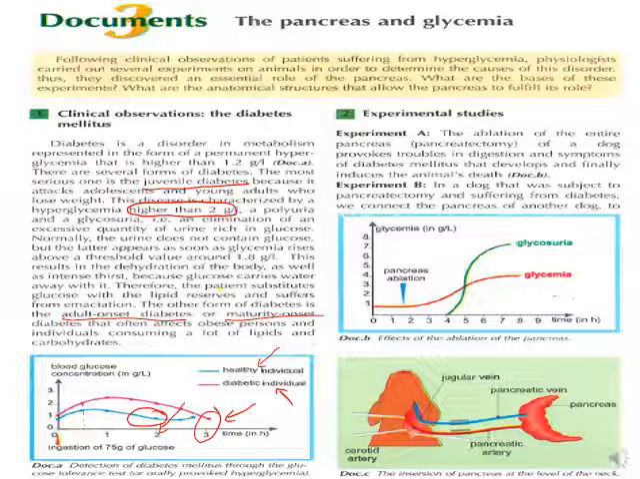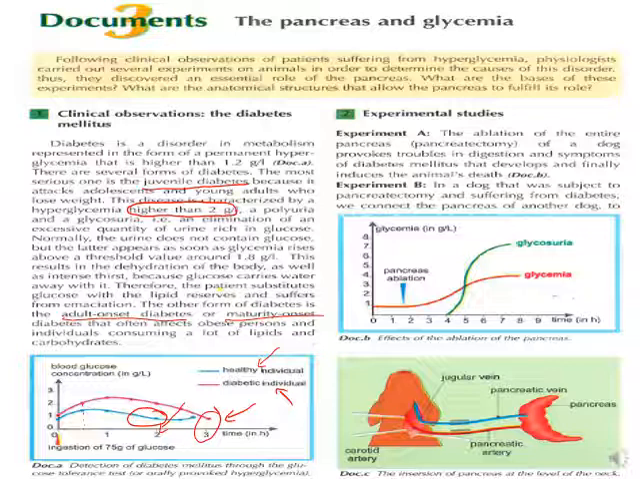Okay, so the mechanism of glycemia regulation in the diabetic person, as we conclude here, is slower and less effective than in the healthy individual. So it's always higher in the individual that is affected by diabetes. Experimental studies, paragraph 2. Experiment A, the ablation of the entire pancreas, pancreatectomy. So we remove the pancreas entirely.